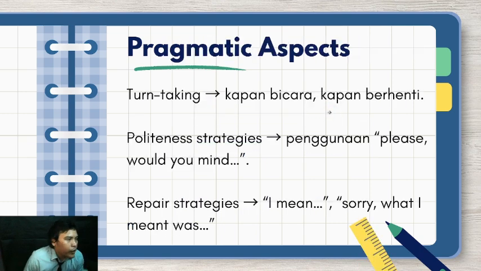Next, there are pragmatic aspects. Pragmatic aspects include turn taking, politeness strategies, and repair. Riggenbach in 1990 points out that learners need to practice when to speak, when to pause, and how to respond.